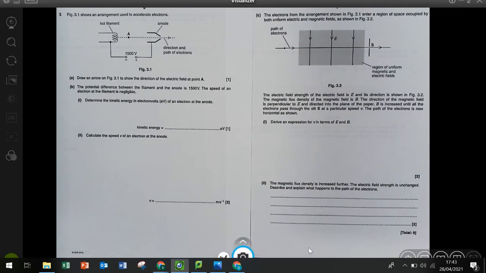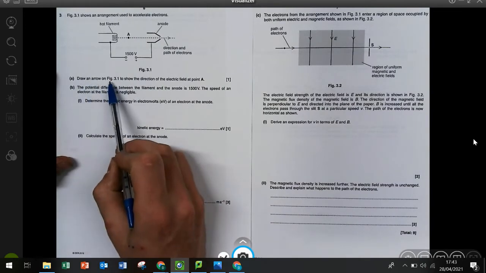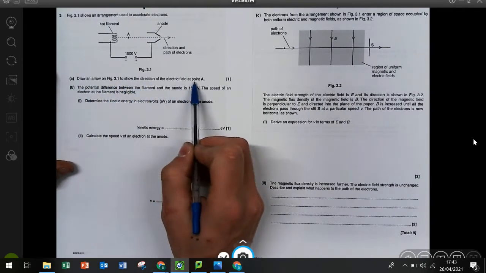Here we are going to complete an exam question on electric fields. Pause the video now and try all parts of this question. Part A says draw an arrow on figure 3.1 to show the direction of the electric field at point A.